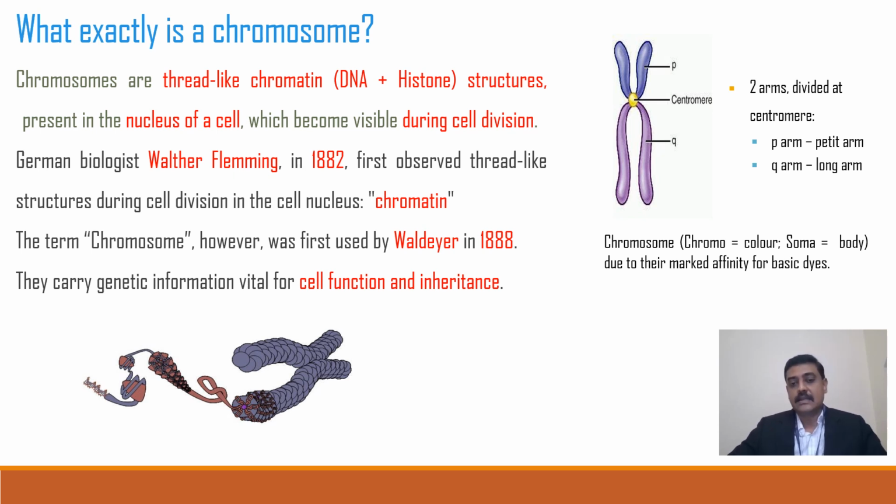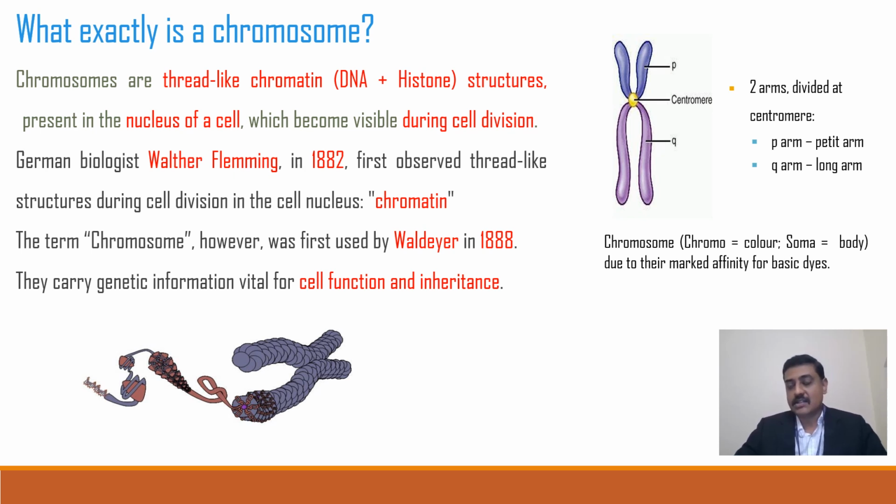They were first observed as thread-like structures by a German biologist named Walter Fleming in the year 1882. The term chromosome, however, was first coined by Waldeyer in the year 1888. They are said to contain the genetic information which is carried by the DNA, and it is vital for cell function as well as inheritance.